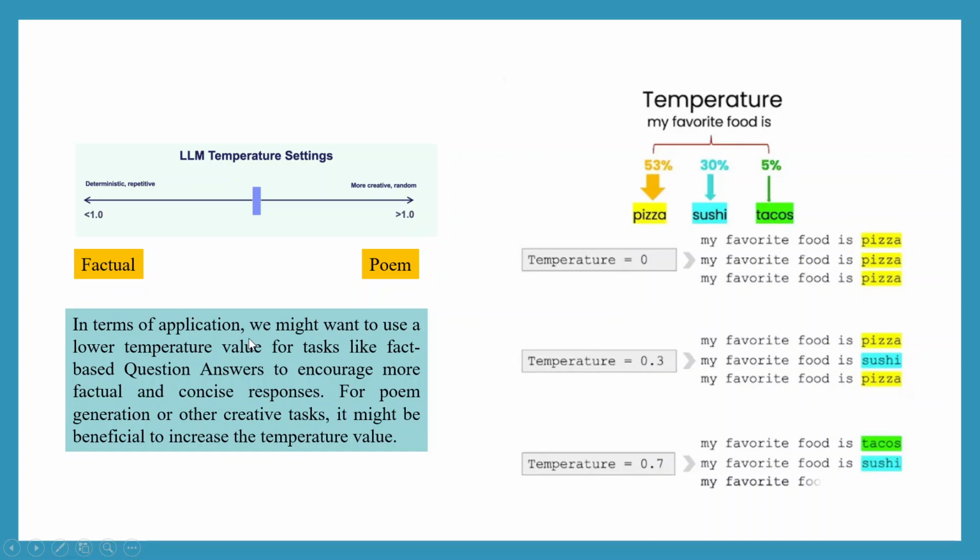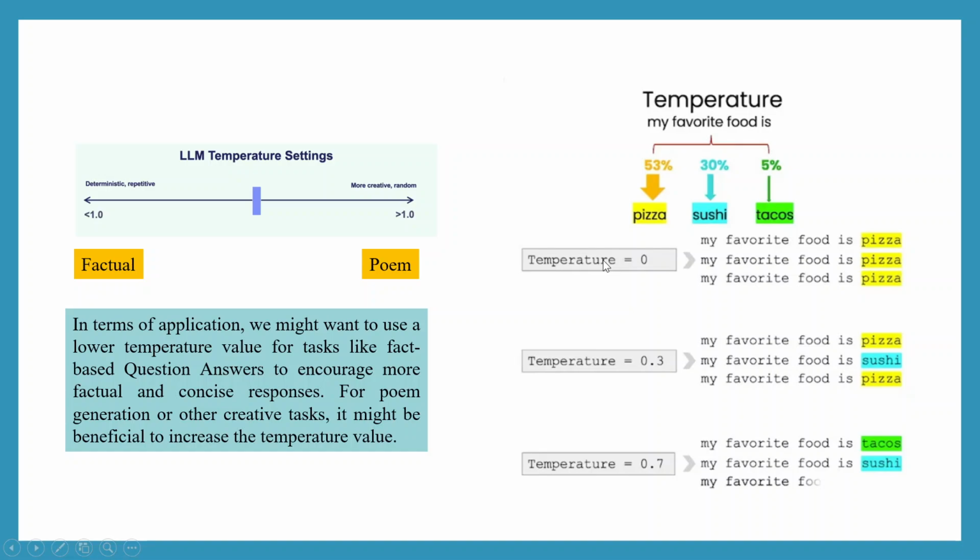In terms of application, we might want to use a lower temperature value for tasks like fact-based question answering to encourage more factual and concise responses. For poem generation or other creative tasks, it might be beneficial to increase the temperature value.